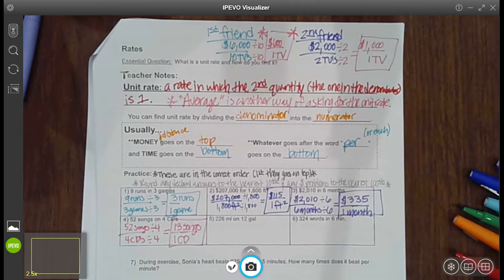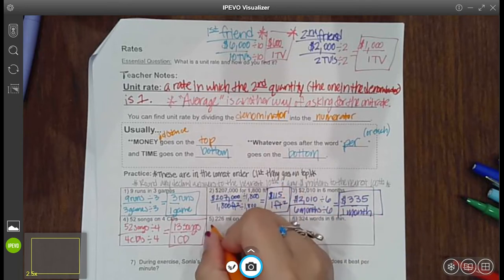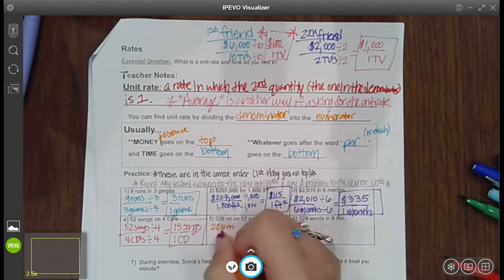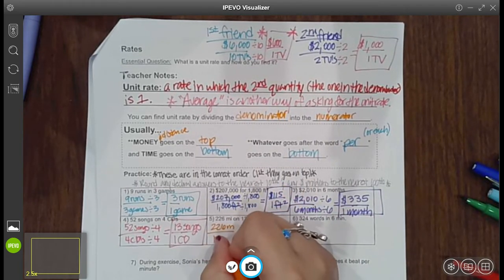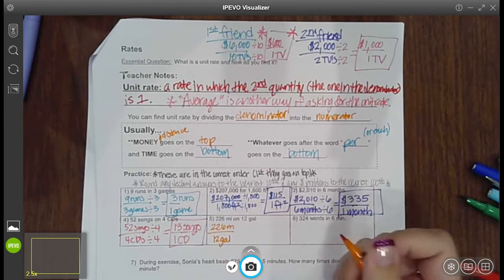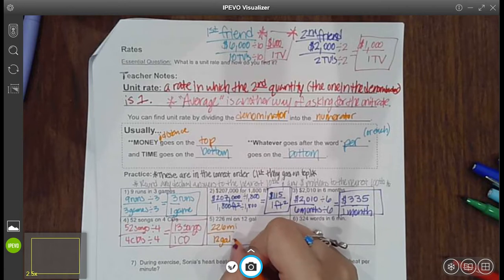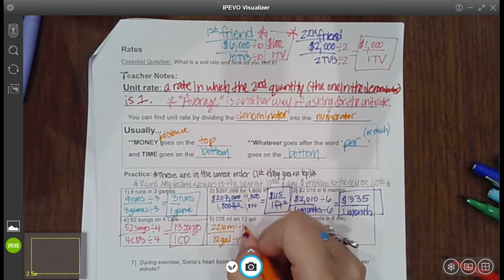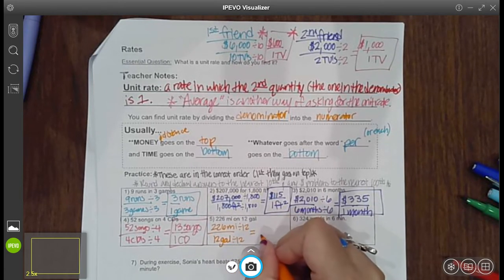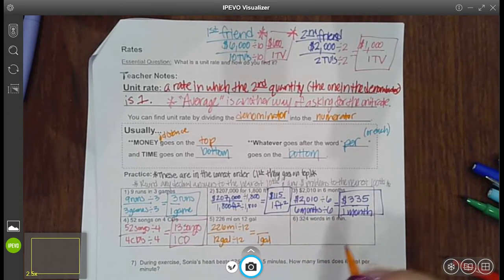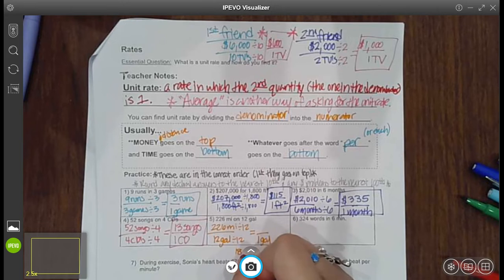The next one says 226 miles on 12 gallons of gas. So what's your average miles that you can go per gallon? Well, divide by 12. Okay, 12 divided by 12 is 1, so 1 gallon. When I divide this, I get this in my calculator, 18.8333, and it just keeps going on and on and on.